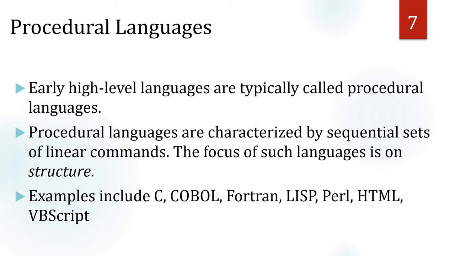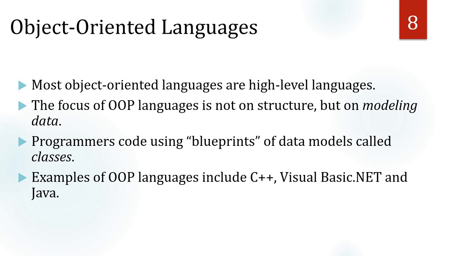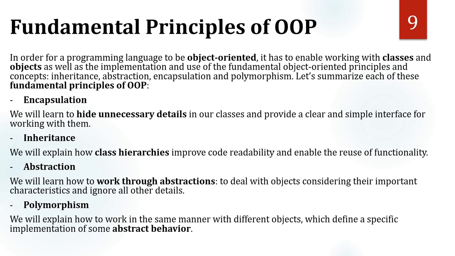Examples of procedural languages are C, COBOL, Fortran, HTML, and VBScript. Whereas object-oriented programming is a high-level language. It is not based on structure, it is based on modeling. Basically, the blueprint of an object-oriented program consists of classes and objects. Examples of object-oriented programming languages are C++, Visual Basic, .NET, and Java.